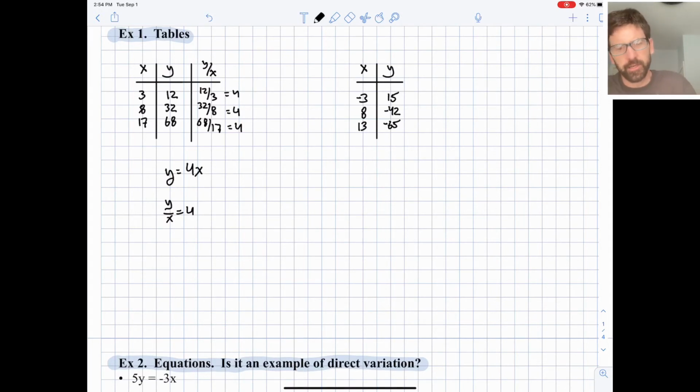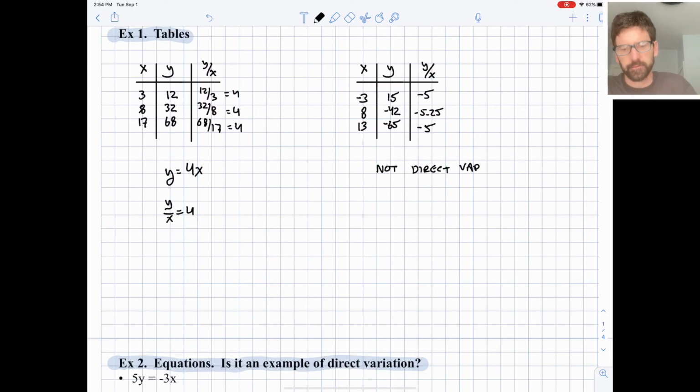Okay, let's look at this next one. Once again, we can just try to find a variation and see if it's a constant of variation. 15 over negative 3 is negative 5. Negative 42 divided by 8 is negative 5.25, and this is also negative 5. So these quotients vary, so this is not direct variation. All those quotients, all those proportions would have to be the same for it to be an example of direct variation.